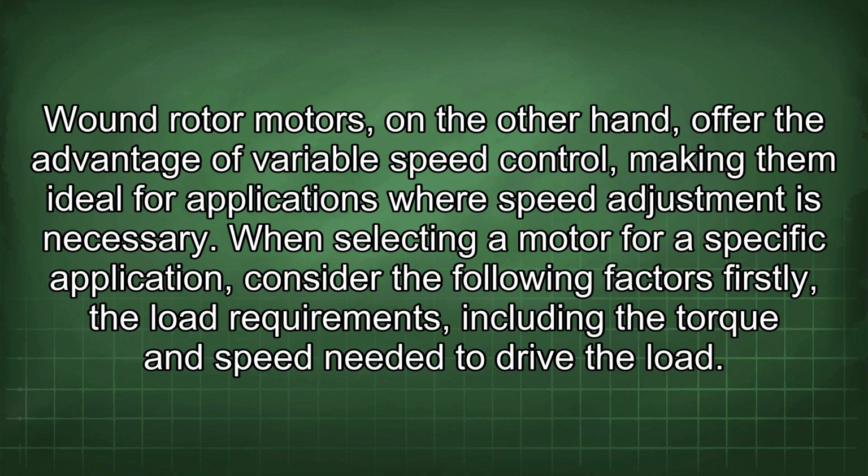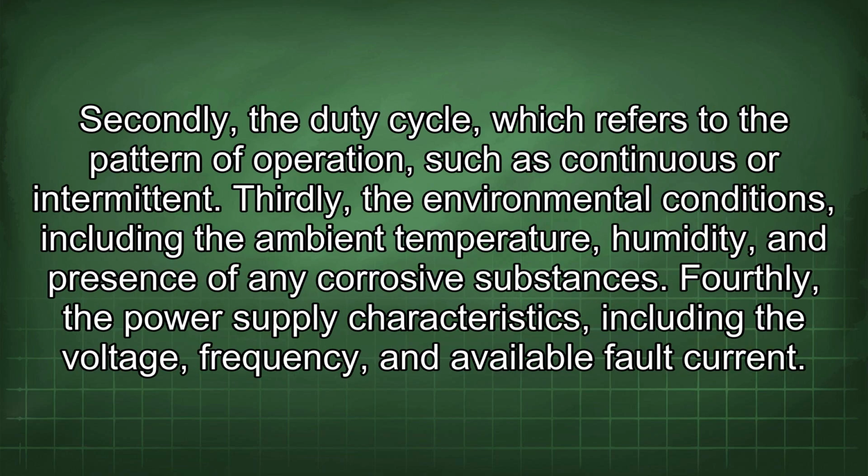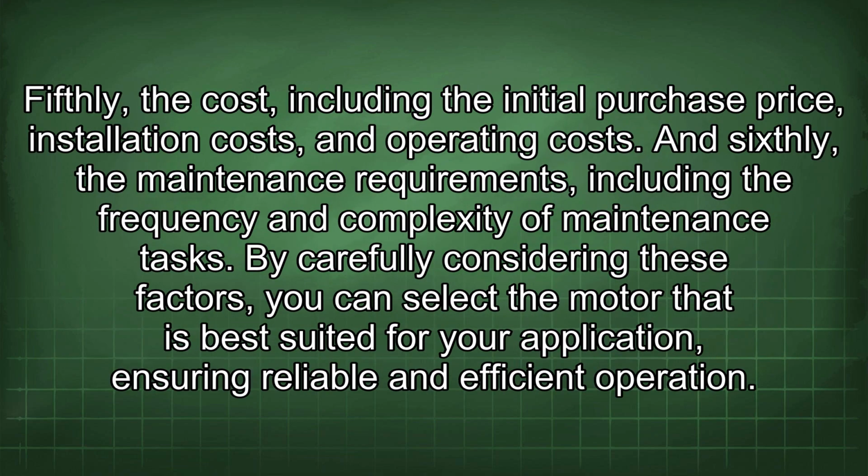Firstly, the load requirements, including the torque and speed needed to drive the load. Secondly, the duty cycle, which refers to the pattern of operation, such as continuous or intermittent. Thirdly, the environmental conditions, including the ambient temperature, humidity, and presence of any corrosive substances. Fourthly, the power supply characteristics, including the voltage, frequency, and available fault current. Fifthly, the costs, including the initial purchase price, installation costs, and operating costs. And sixthly, the maintenance requirements, including the frequency and complexity of maintenance tasks.